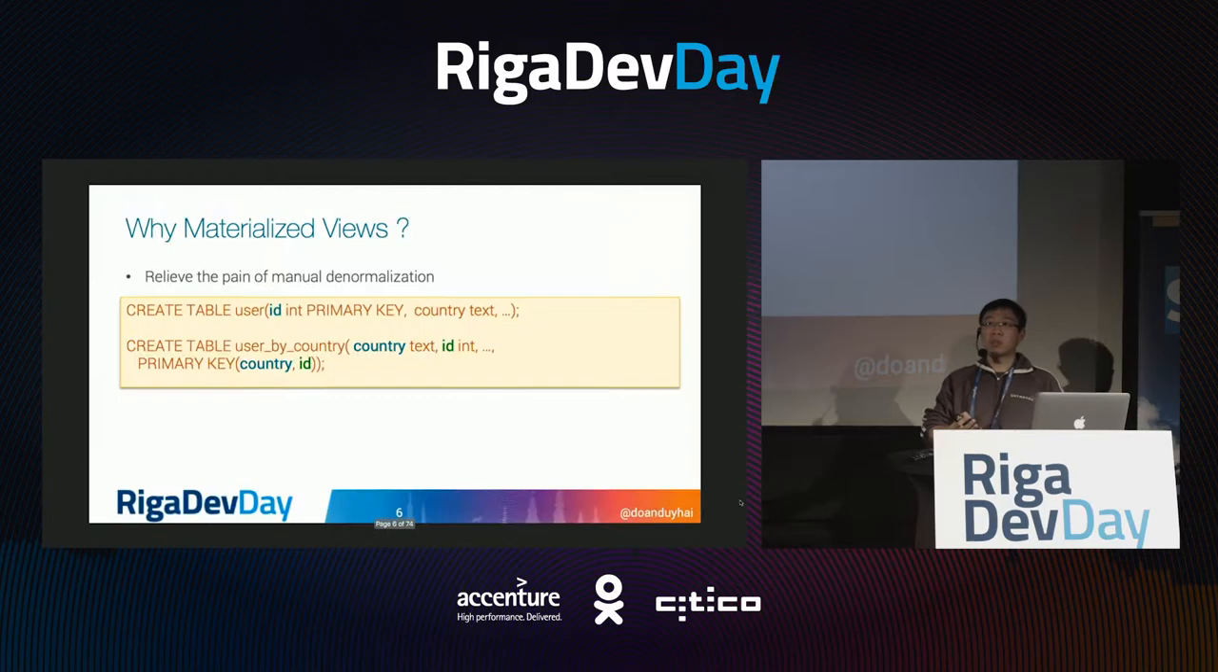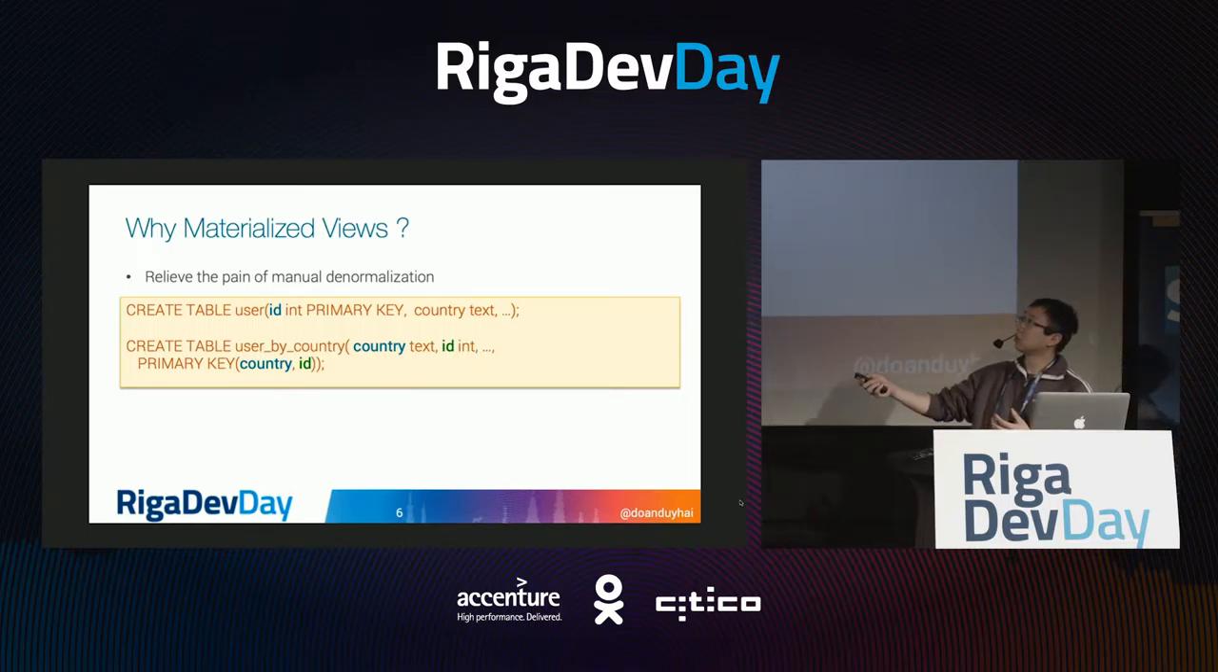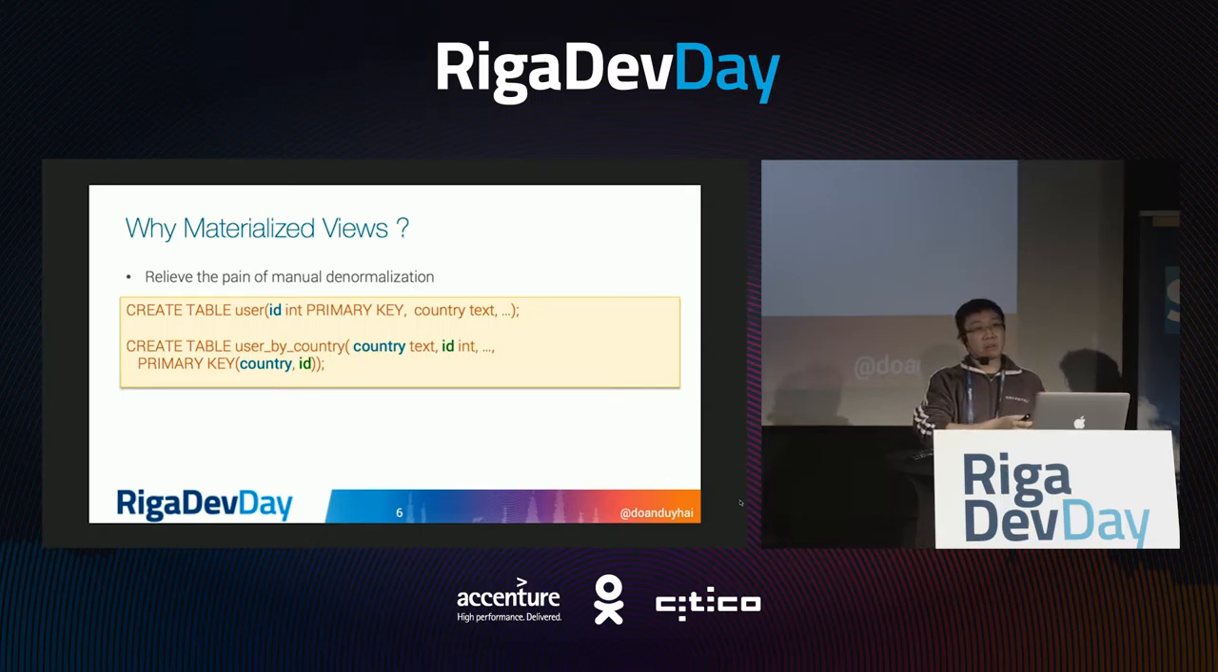Why do we need those materialized views? In fact, most people, when they start using Apache Cassandra, we used to tell them that they need to denormalize their data. For example, here I have a user table. The way I define my table, I can search users by their ID, but that's all. So if I want to be able to search users by country, I need to create another table, user by country, and then I put the country column as a primary key. Because in Cassandra, you can only search data using the primary key, and that's all.